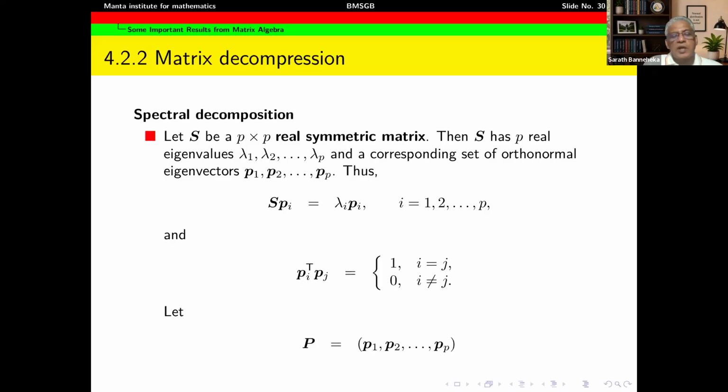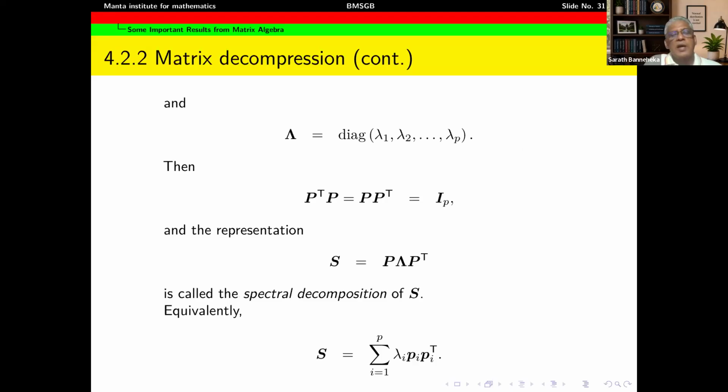Now let us take capital P to be the matrix coming from these P vectors. So P1 is a vector, P2 is a vector, Pp is a vector, and so on. They are eigenvectors. When you put those vectors into a matrix, let's call it P.